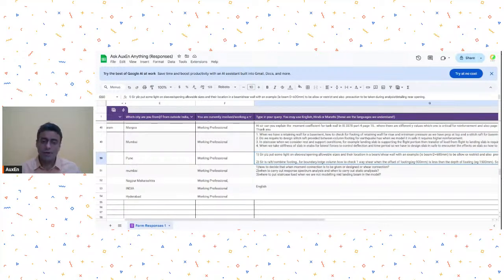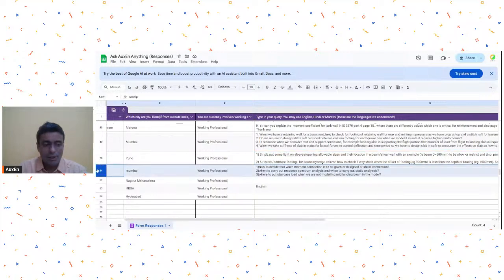So for shear walls and openings in shear walls, you could refer to clause 8.5.2 of IS 16700 2023. Okay, very good. So quickly moving on. Very interesting. His next question is in raft or combined footing for boundary edge column, how to check one way shear. Acha, okay.